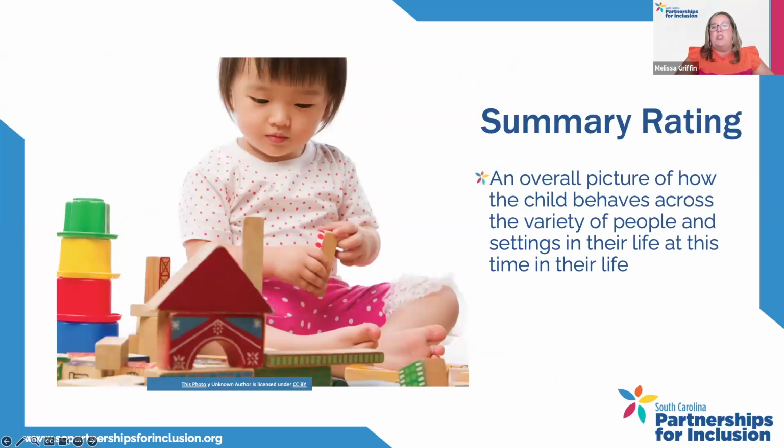And then you come to your summary rating. So this is an overall picture of how a child behaves across the variety of people and settings in their life at this time in their life. So again, this is the importance of having a team. This is the importance of looking at not just how they're doing in the classroom, how they're doing at home, how they're doing across the board at grandma's or in the grocery store, whatever it might be.